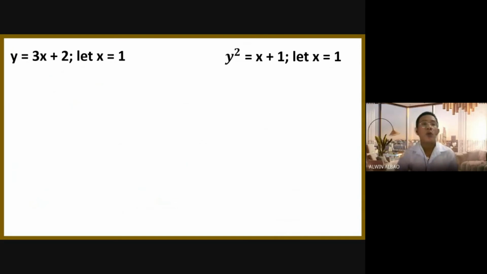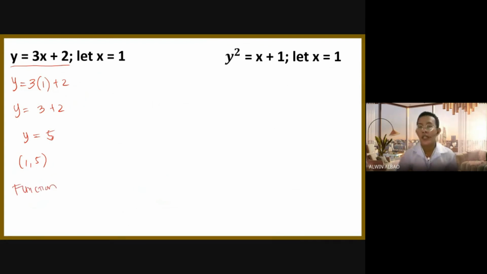So let's have y is equals 3x plus 2. So given natin y is equals 3x plus 2, let x equals to 1. So ito substitute natin yung x or yung value ng x na 1 dito sa given natin. So y is equals to 3 times 1 plus 2. So therefore, y is equals to 3 plus 2, y is equals to 5. So kung mapapansin natin, isa lang ang solution natin. So kung x is 1, then our y is 5. So therefore, we have one solution. So therefore, it is a function.